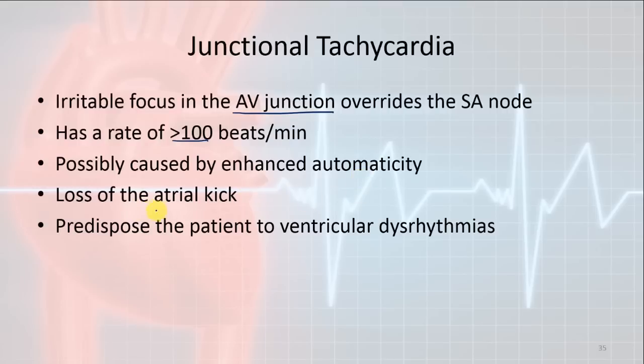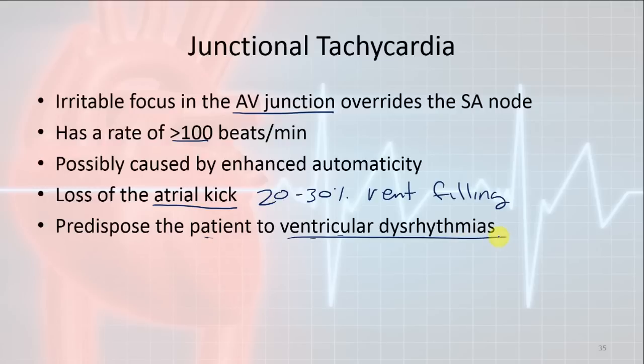The problem is that it has a loss of that atrial kick. That atrial kick, depending on the text you read, accounts for 20 to 30% of ventricular filling. Now, that doesn't mean that your cardiac output is going to drop by 20 to 30% because your ventricles can compensate by increasing their size and then increasing the contractile force, how hard it actually pumps the blood out of the left ventricle. What that can do, though, by going into a junctional tachycardia, is predispose a person to having some kind of ventricular dysrhythmias.